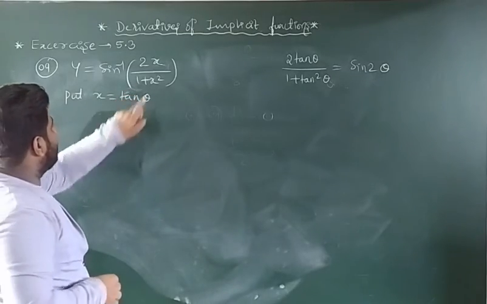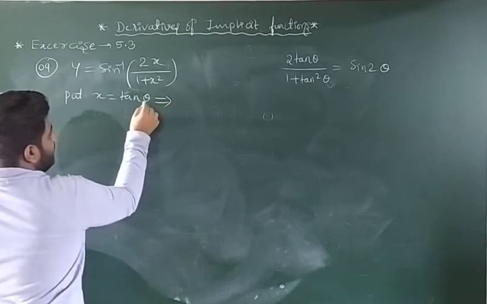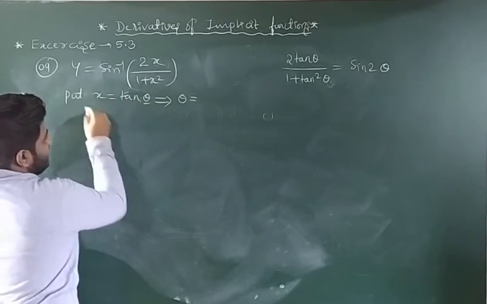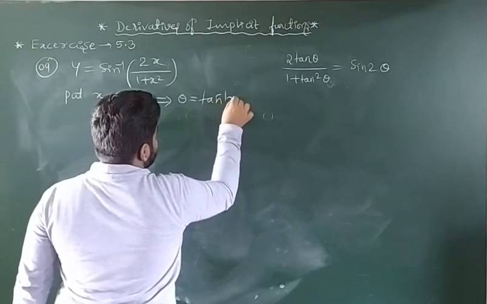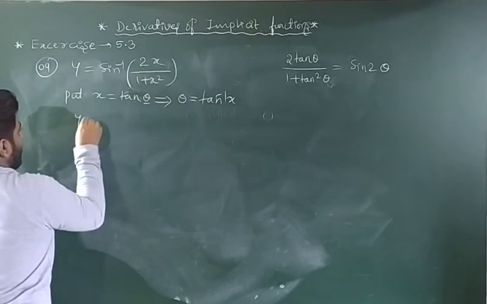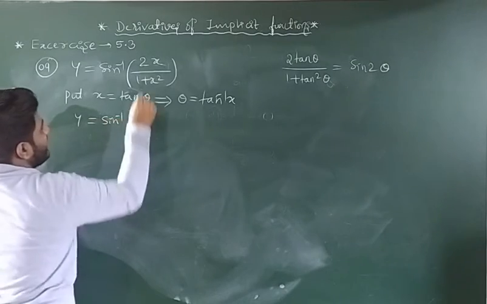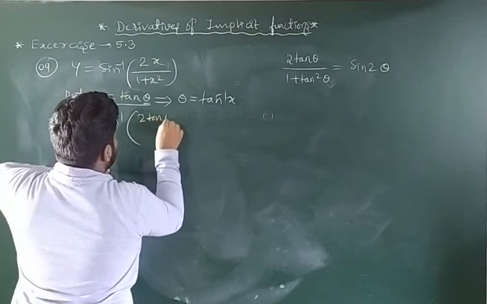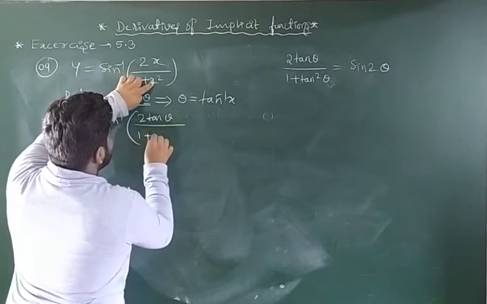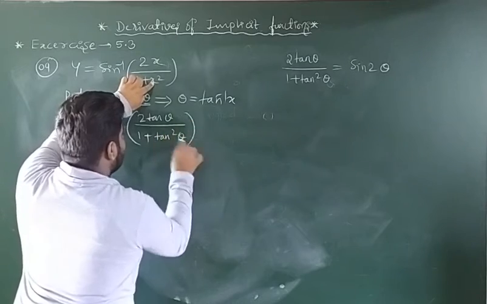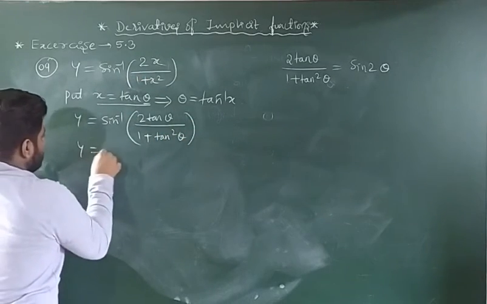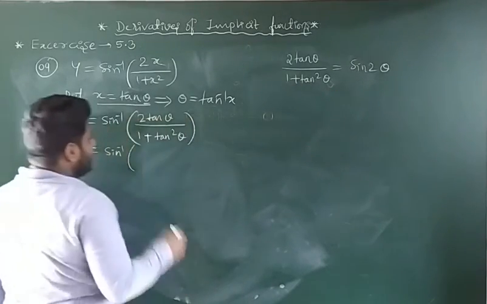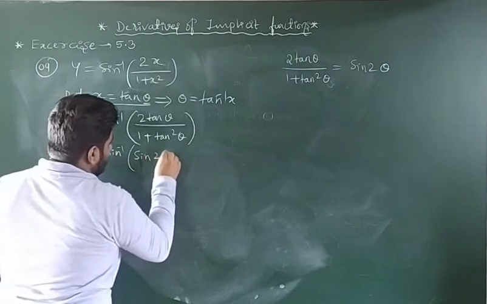If you put x equal to tan theta, we have to calculate theta here itself. We want theta. Take tan to this side, theta is equal to tan inverse x. Keep this as it is. Put here, now y equal to sin inverse of 2 into, in place of x we substitute tan theta, 2 tan theta divided by 1 plus tan square theta, which is nothing but sin 2 theta.